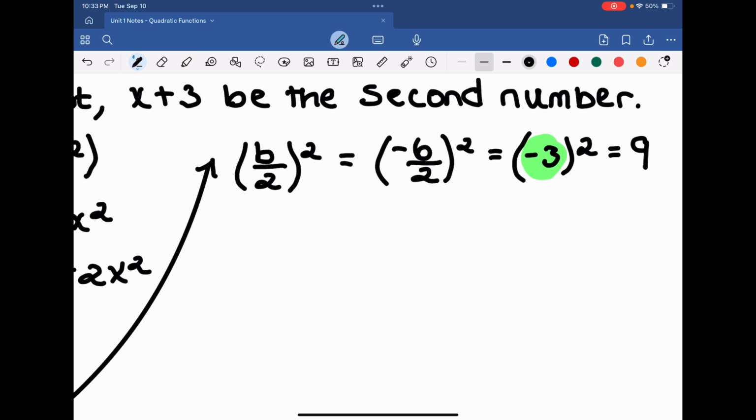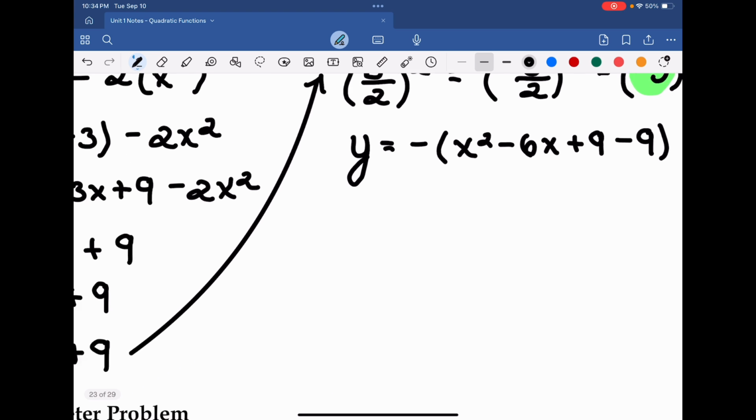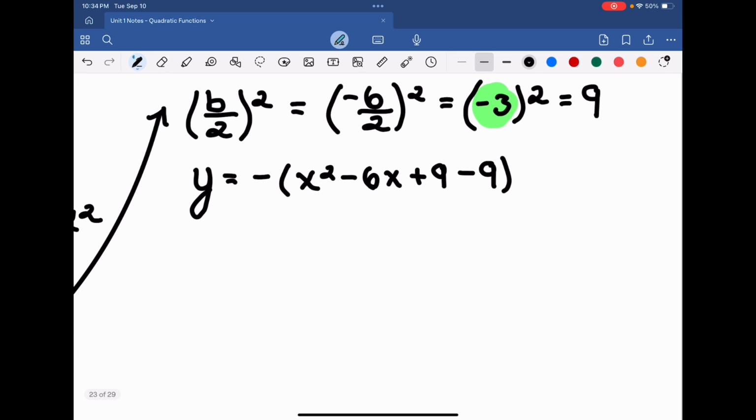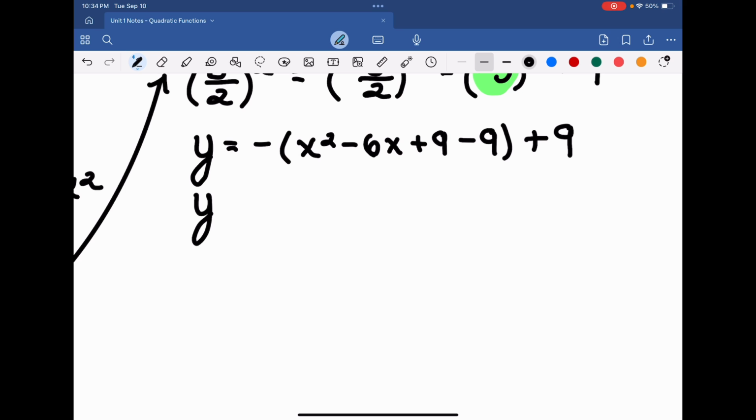Now from here, we're going to look at this and say, well, once we have our number, we can write this as y is equal to negative on the outside, x squared minus 6x plus 9 minus 9. And then our constant term that existed on the outside was actually positive 9, which is nice. Now to remove the negative 9, that's the fourth term, we have to multiply it by the coefficient. Negative 9 times negative 1 is going to give us positive 9 on the outside.